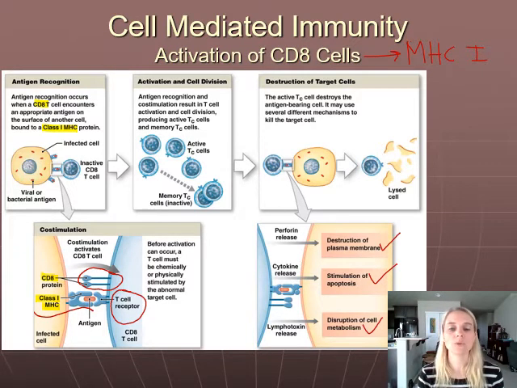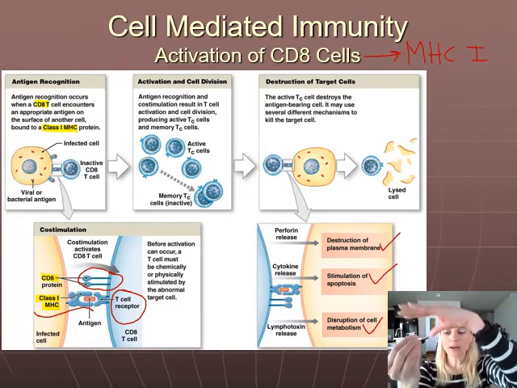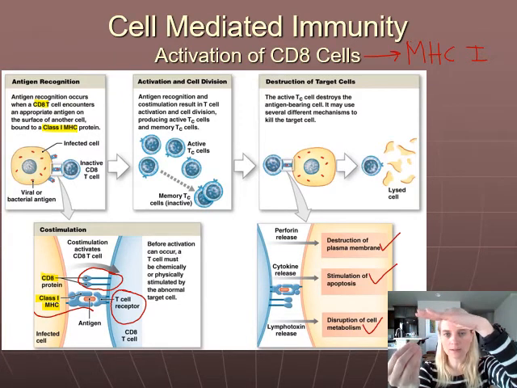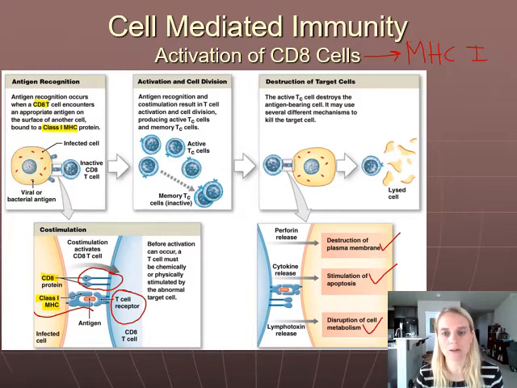All right, so that is an infected cell presenting its antigen in MHC class 1, being recognized by the cytotoxic CD8 cells. The receptor recognizes the antigen, the CD8 marker recognizes the MHC class 2, the cell gets activated, and it destroys the infected cell.